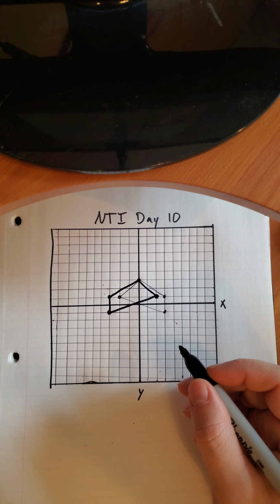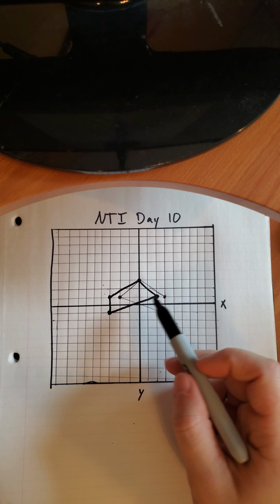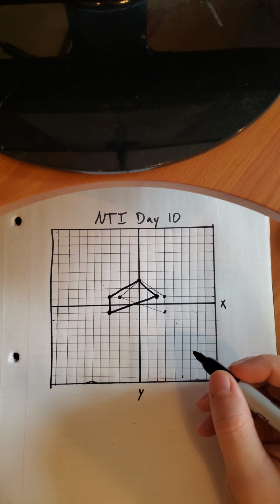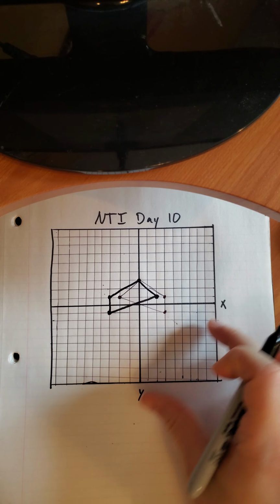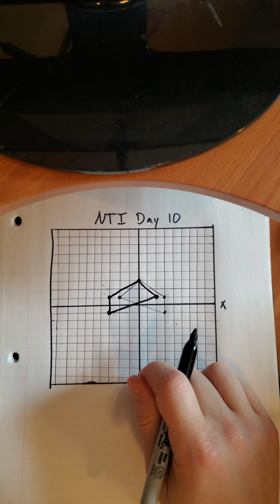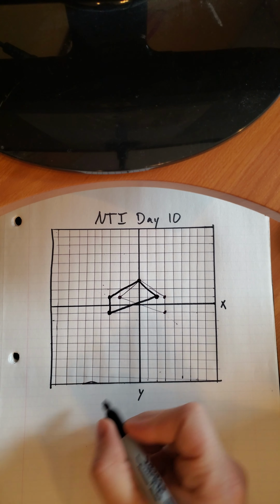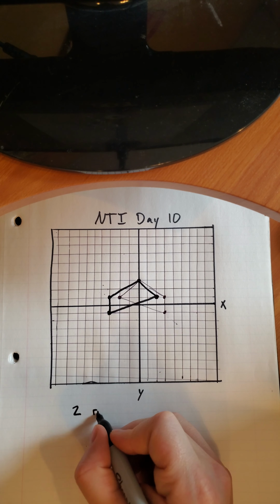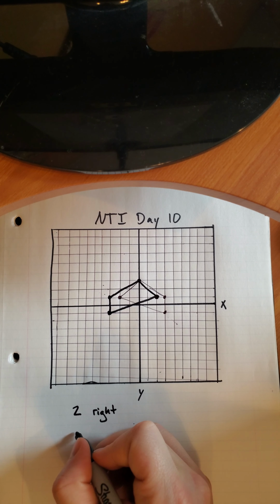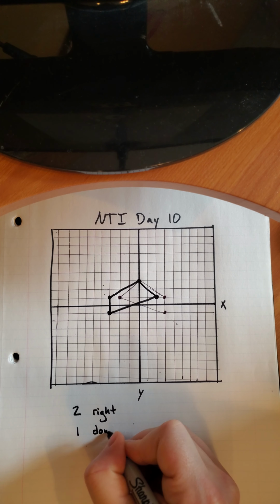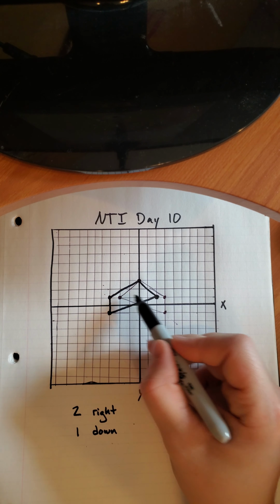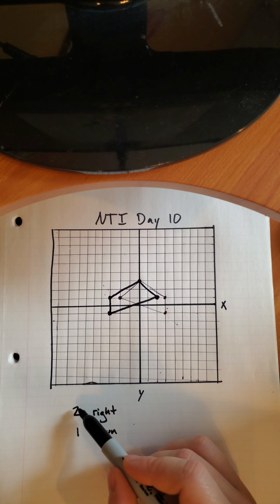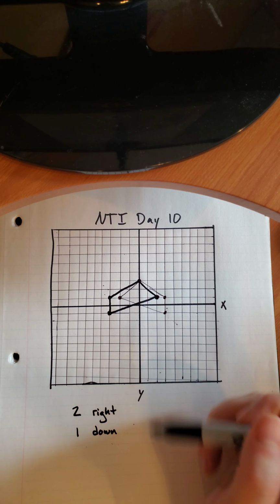How do we translate an object? We're going to use the same shape, our original shape, and we're going to translate it now. Translating just means you're going to move it around the plane. So if a translation says you have to move it 2 to the right and 1 down, that means every point in our original shape is going to be shifted 2 places to the right and 1 spot down.